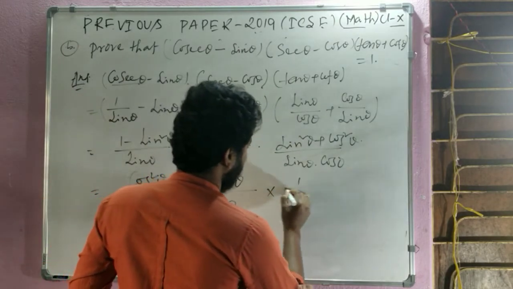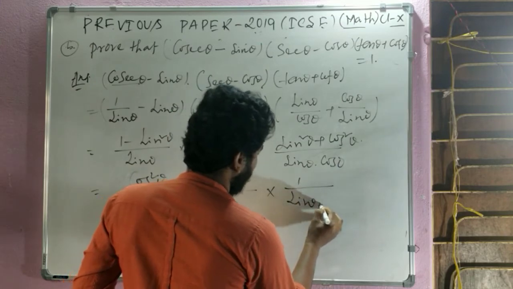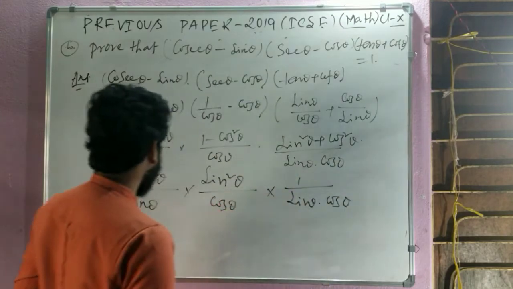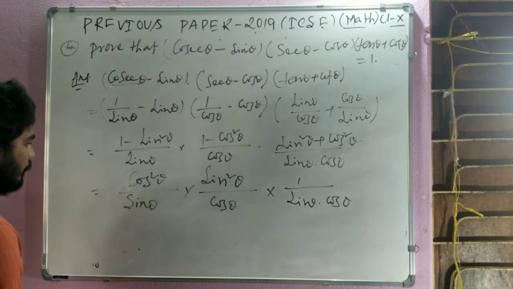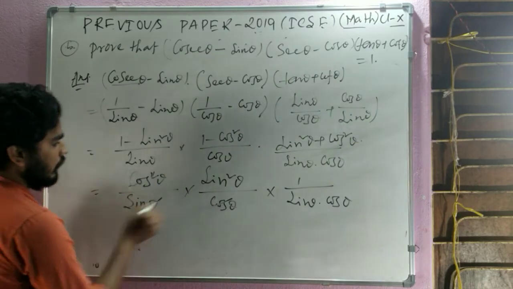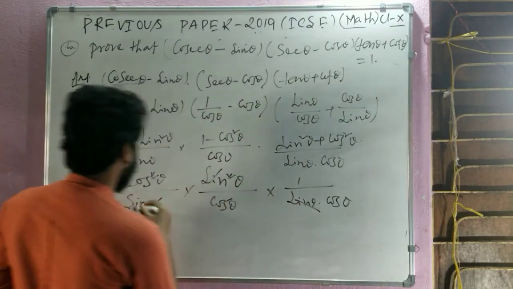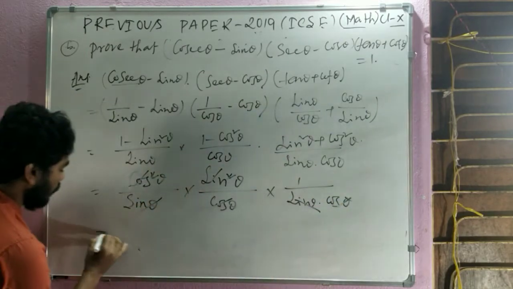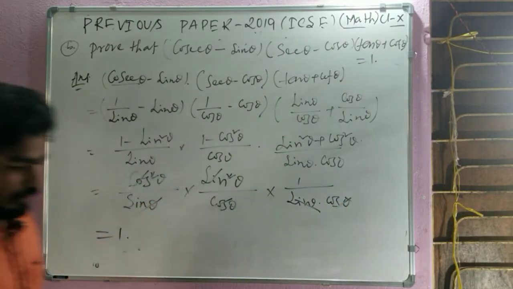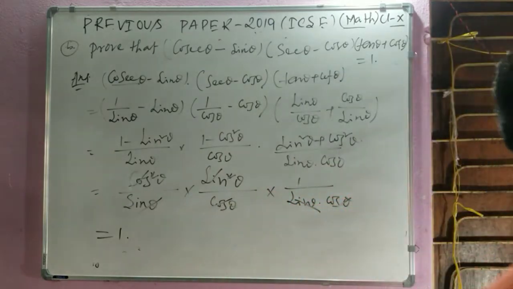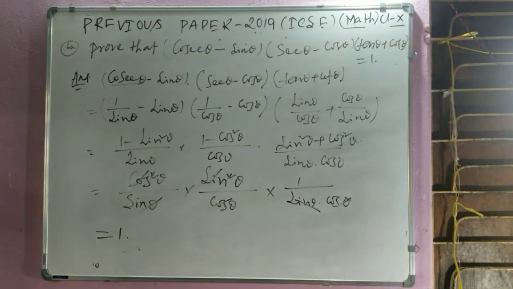That means cos square theta by sin theta into sin square theta by cos theta into 1 by sin theta cos theta. Cos theta cancels, sin theta cancels, and it is sin theta cos theta into 1 by sin theta cos theta. That means 1. This is the solution of this question. Very easy math from trigonometry.